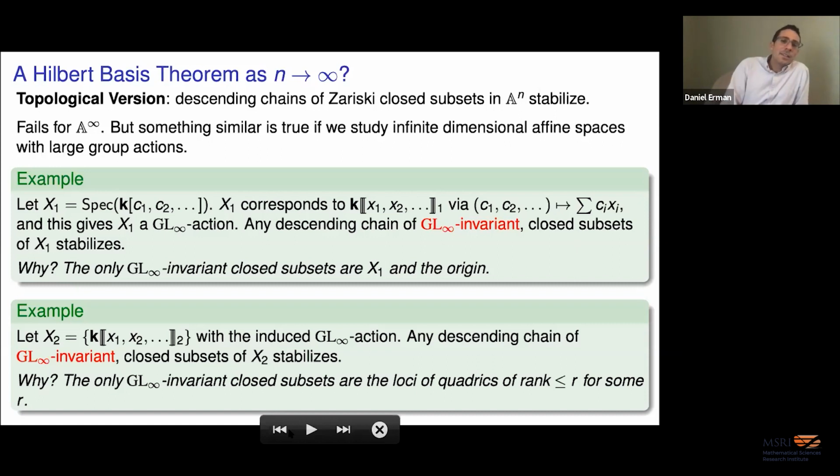All right. So I'm going to change directions for a minute and give more of a sketch here, but talk about another direction that's related that I think is really interesting, which is that Stillman's conjecture was like our Syzygy theorem as n goes to infinity. So what about the Hilbert basis theorem as n goes to infinity? Of course, the Hilbert basis theorem fails for infinite affine space. I'm going to mention this topological version, where we study descending chains of Zariski closed subsets instead of ideals. But even that fails for infinite affine space.